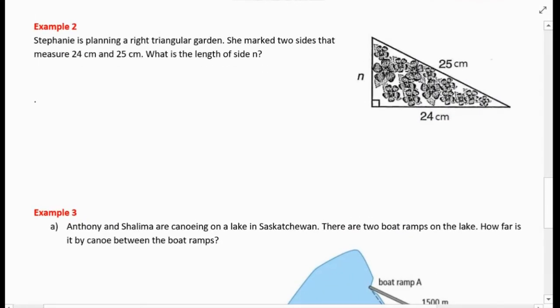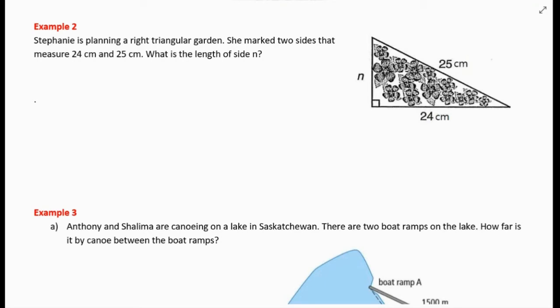Example 2. Stephanie is planning a right triangular garden. So this is a garden and this is a right triangle. And she marked two sides that measure 24 centimeter, 25 centimeter. What is the length of side N?